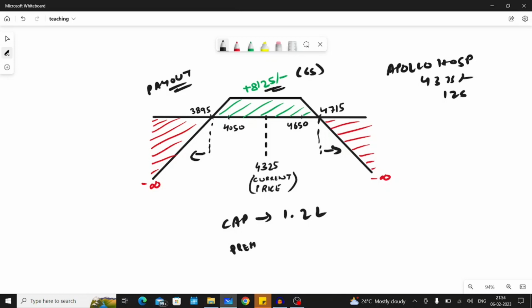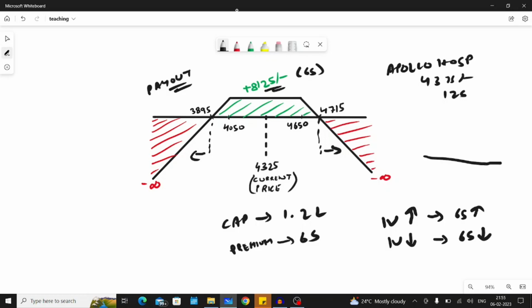and the premium collected in this scenario is 65 rupees. And if IV was higher, we are going to make more than 65 rupees. If IV was lower, we would have made less than 65 rupees. So since in this scenario we collected a premium of 65 rupees, this could fetch us a net profit of 8,125 rupees, which would be somewhere around 7 to 8% of our capital.